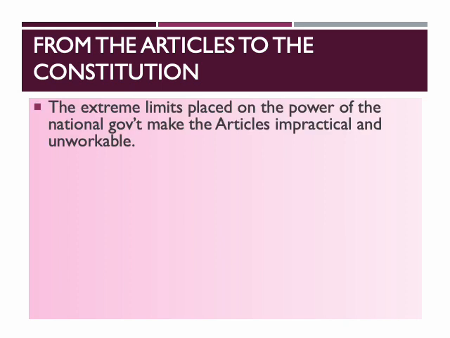So the extreme limits that were placed on the power of the national government under the Articles of Confederation really made that document pretty impractical and unworkable given the challenges that were facing this new nation. For one, the United States was really struggling with financial stability. Coming out of the Revolutionary War, the United States had a really large war debt. They needed to pay off their allies, in particular France, that helped them fight and win this war.